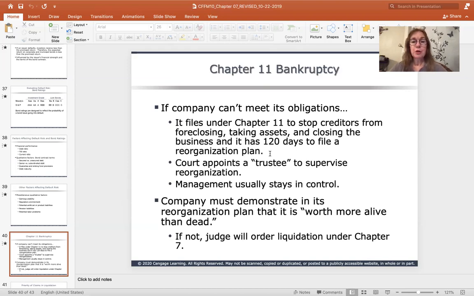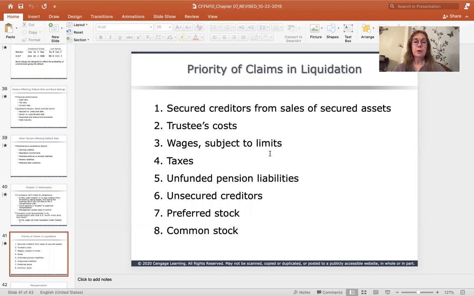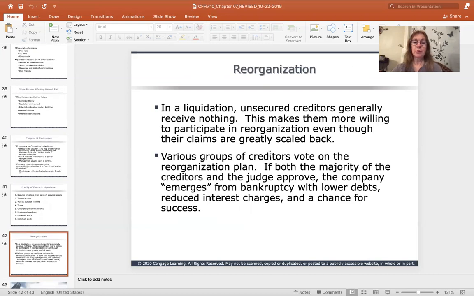Chapter 11 is reorganization. So most companies, when they file chapter 11, that just means that they can keep their creditors at bay while they reorganize to try to save the company. They hopefully will be stronger once they reemerge. Chapter 7 is liquidation, and you don't really want to see chapter 7, but chapter 11 is the most common one.